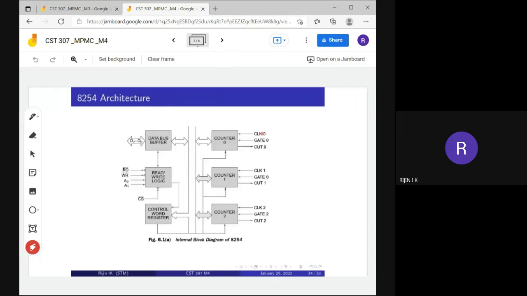Okay, so this is the architecture. This is the block diagram, we can say block diagram or architecture of 8254 IC.